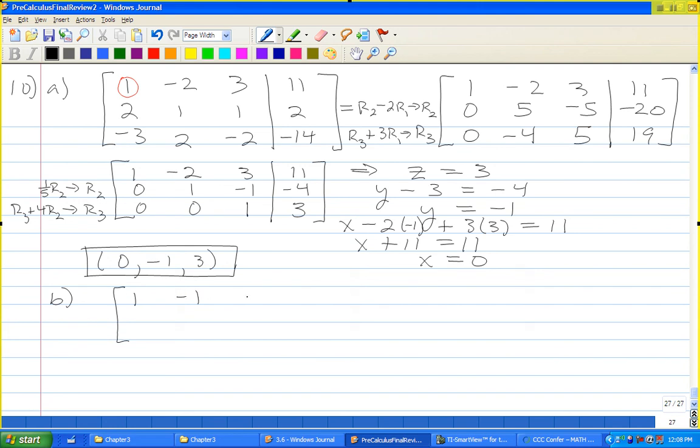x minus y minus z equals 4. 4x plus 3y plus z equals 5. 15x plus 6y is equal to 0. Okay, let's pivot. Oh, and I forgot I was pivoting there. So let's pivot.